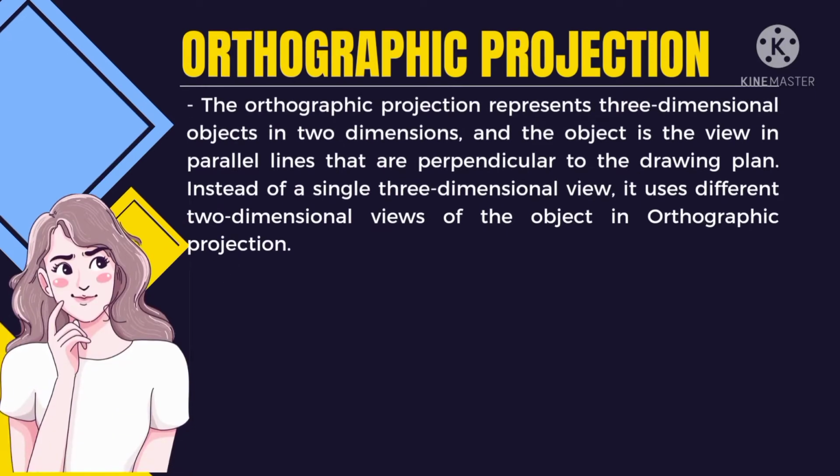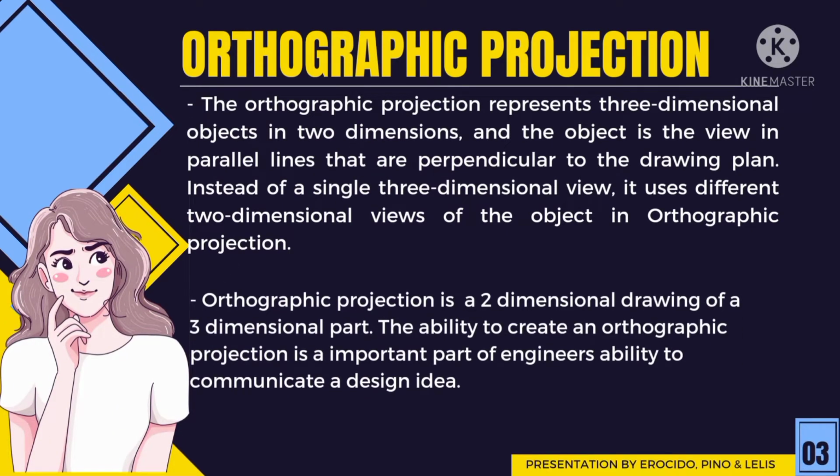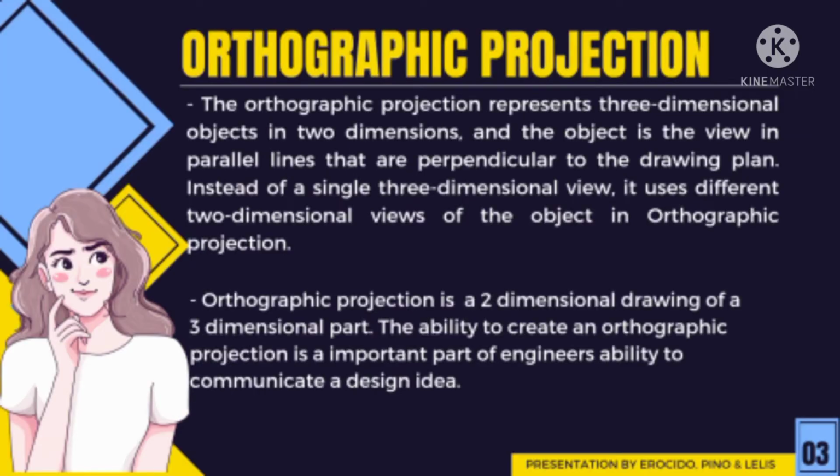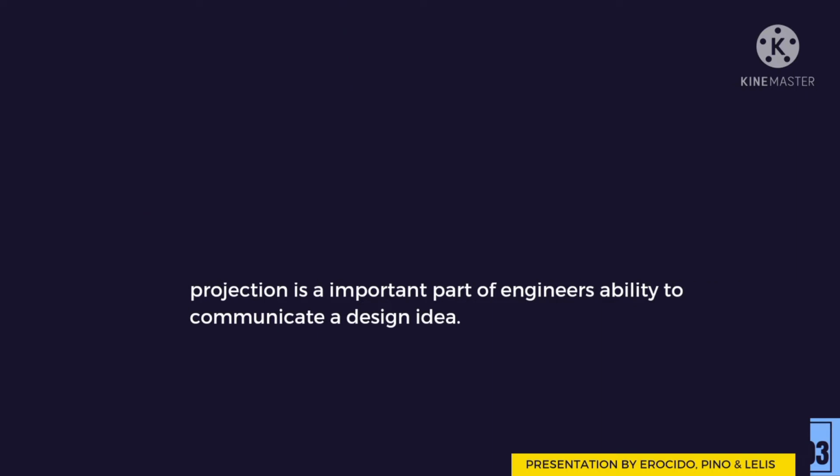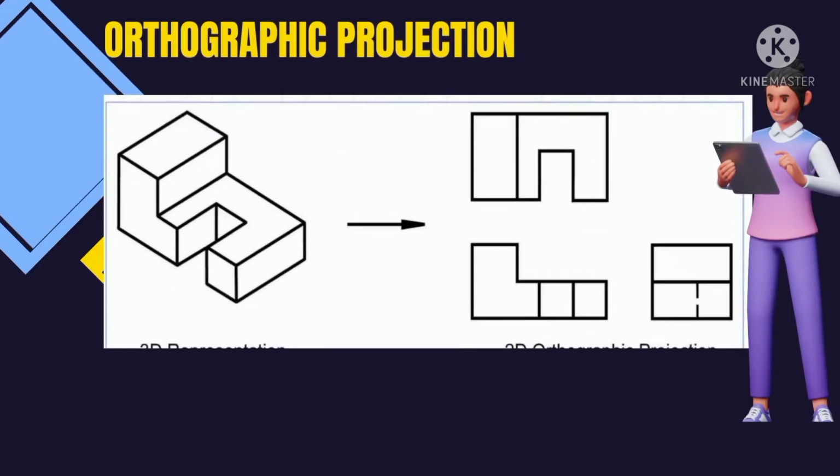So what is orthographic projection? Orthographic projection represents three-dimensional objects in two dimensions, and the object is viewed in parallel lines that are perpendicular to the drawing plane. Instead of a single three-dimensional view, it uses different two-dimensional views of the object. Orthographic projection is a two-dimensional drawing of a three-dimensional part, and the ability to create an orthographic projection is an important part of engineers' ability to communicate a design idea.